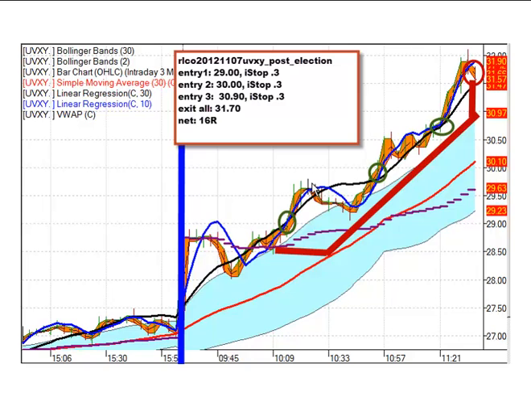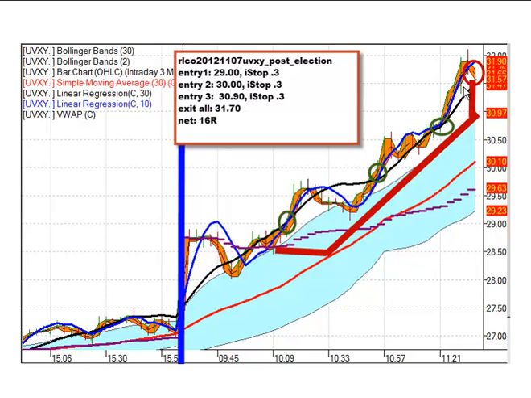When it takes out the previous swing high, we make a second entry right around the moment when the regression line crossover occurs again. So we make our second entry at 30 with an additional 30-cent stop. Price moves in our favor, has a slight pullback, but then continues to march. When it takes out the swing high of this regression area, we'll make a third entry at 30.90, again with a 30-cent stop.